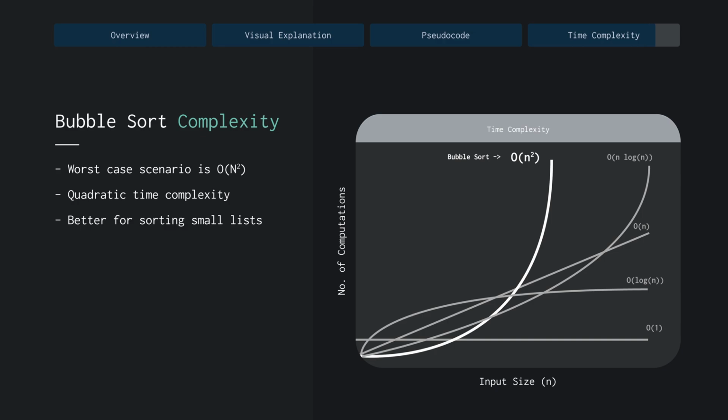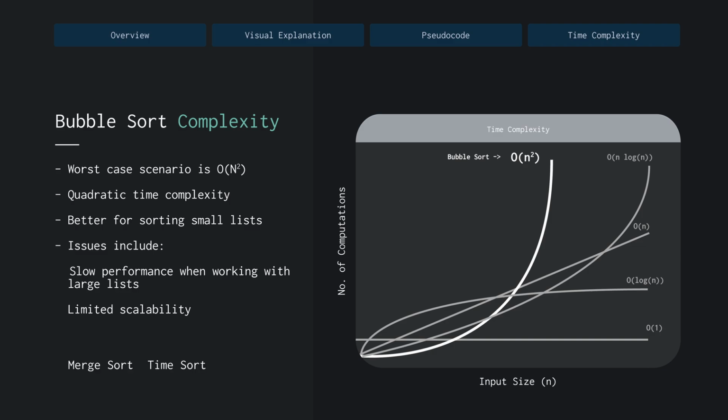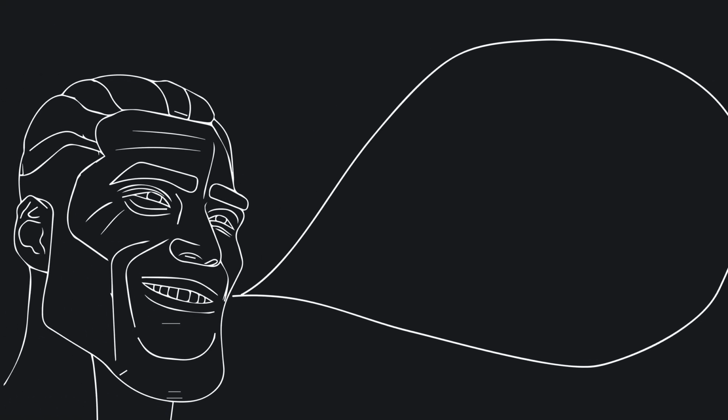Now, this really doesn't matter too much for small unordered data, but as the size of your list increases, as does the time complexity at an exponential rate. Therefore, bubble sort is not recommended for large lists as it has a relatively slow performance with limited scalability. There are some better sorting algorithm options available out there for large data lists, such as merge sort, tim sort, or heap sort.